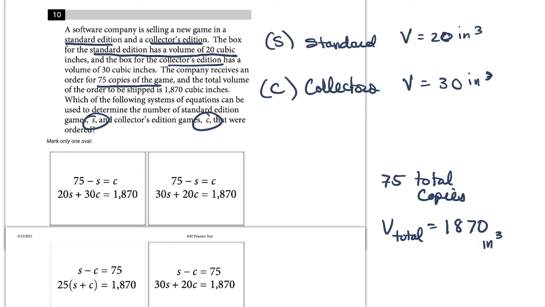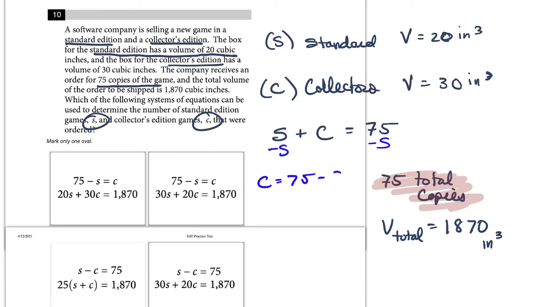Well, the first thing we're going to do is say, well, total number of copies. Okay, that means standard and collectors, so that's pretty easy. The number of standard copies plus the number of collectors' copies have to equal 75. Now notice none of these answers have S plus C. But these first two are at least solved for C, so we can solve this one for C and then compare it to those. So we'll subtract our S. I get C equals 75 minus S.